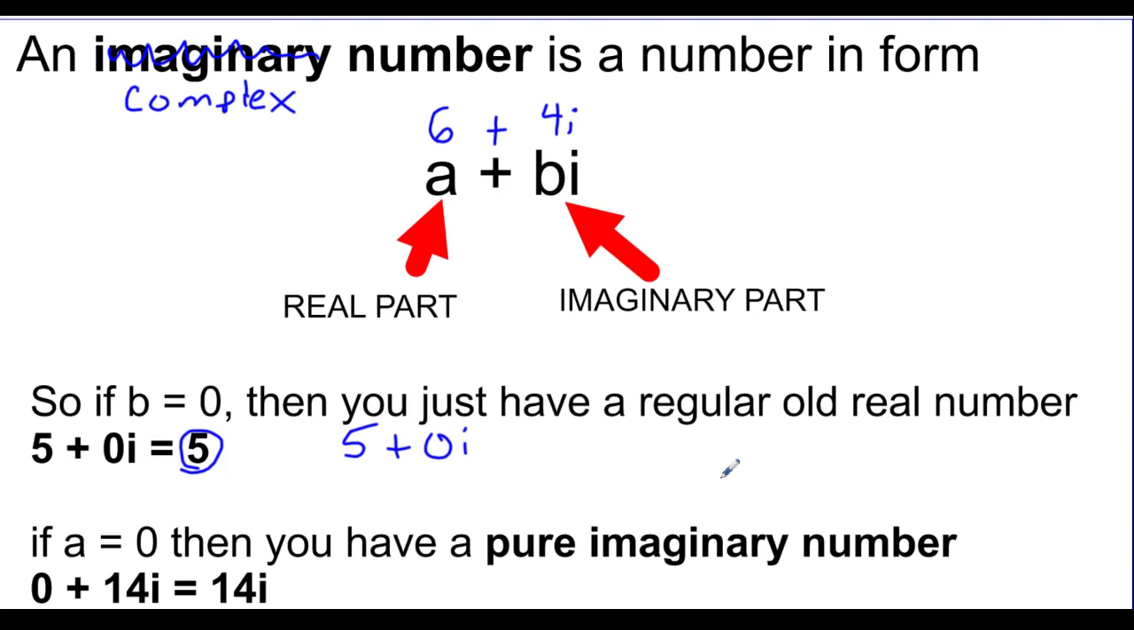A complex number is any number that can be written as a plus bi, and that imaginary number i stands for the square root of negative 1. So we can simplify any radical now. Even if it has a negative number under it, we can still simplify it, and it'll just contain an i.